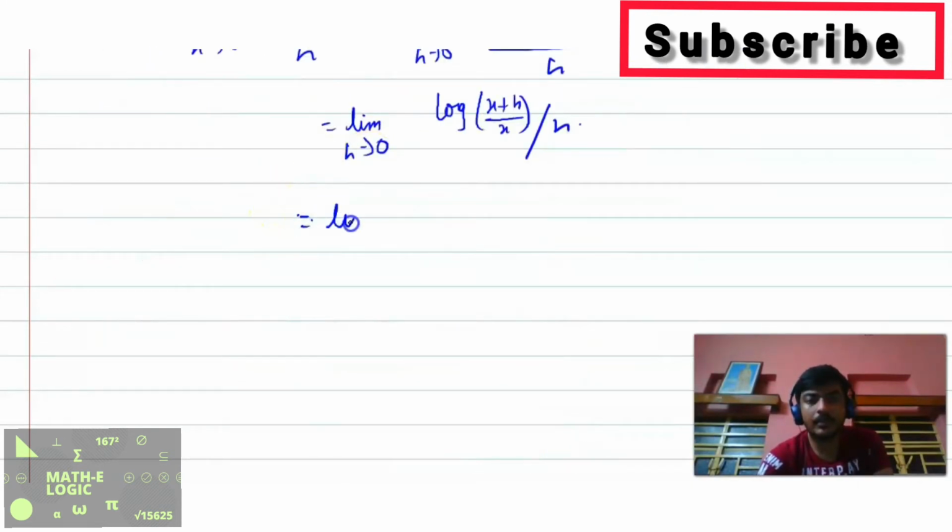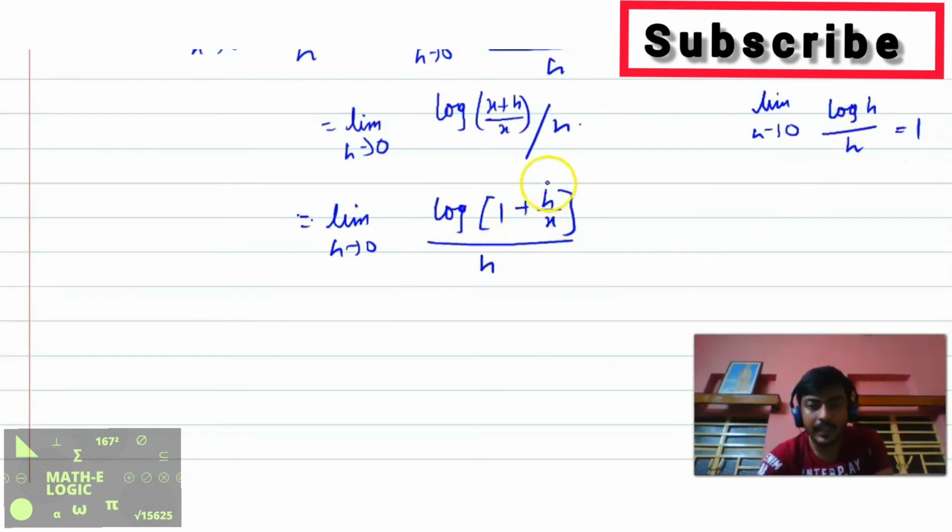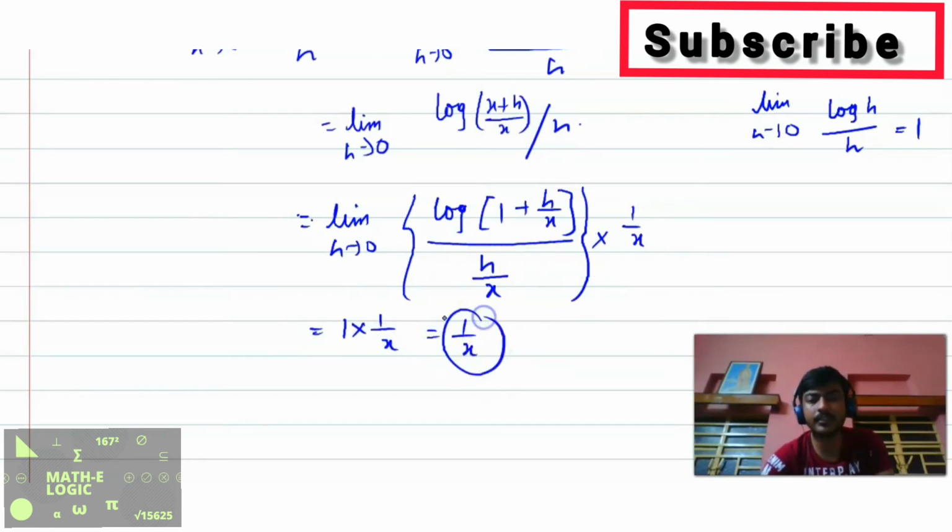Now we get limit h tends to 0, log(1 plus h by x) divided by h. We know the formula, limit h tends to 0, log(1 plus h) by h equals 1. So in that part, that is h by x, right? So what can we do? We divide by x and multiply by 1 by x. So that is equal to 1. This whole part equals 1 multiplied by 1 by x, that is equal to 1 by x. So finally we find the derivative of log x equals 1 by x.